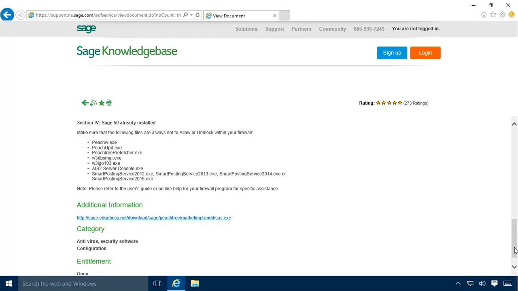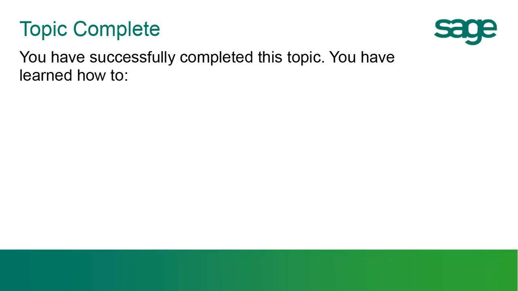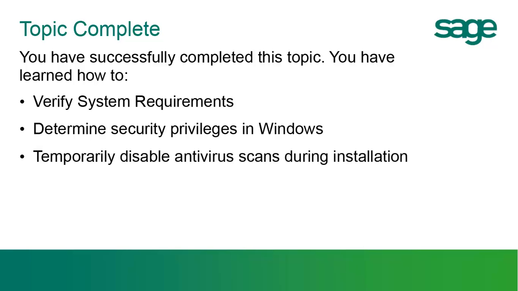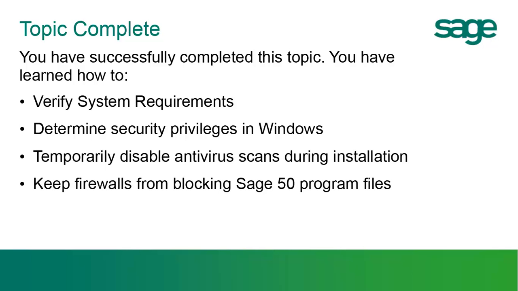And that's it. Following these pre-installation steps will help ensure a quick and trouble-free installation of Sage 50 Accounting. You have successfully completed this Anytime Learning topic. You have learned how to verify system requirements, determine security privileges in Windows, temporarily disable antivirus scans during installation, and keep firewalls from blocking Sage 50 files.